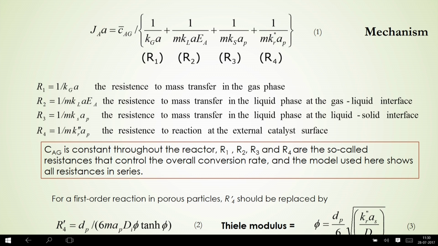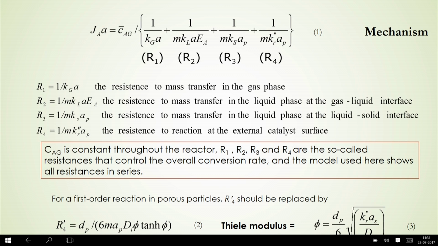If you are considering that component A is transferring from one phase to another phase, then you can say what the rate of mass transfer should be. If we consider the rate of mass transfer as J_A times A, then it is equal to this. Whenever component A is transferred from one phase to another phase, there will be certain resistances to transfer from one phase to another. Now, what are those resistances here? These resistances are represented by R1, R2, R3 and R4.